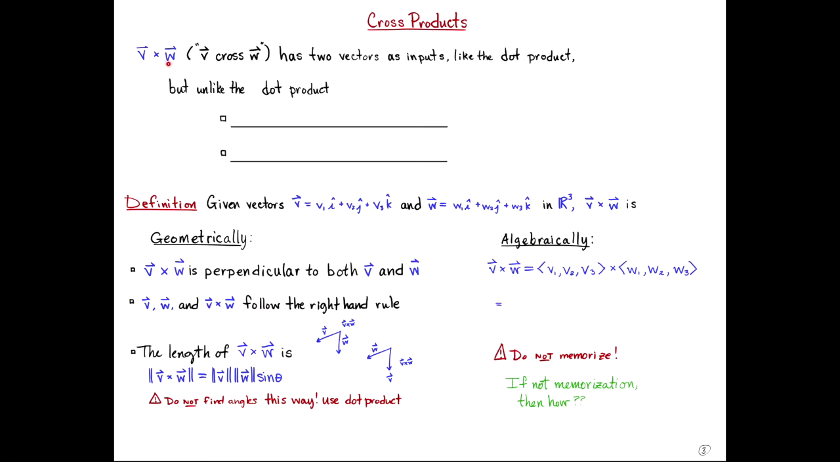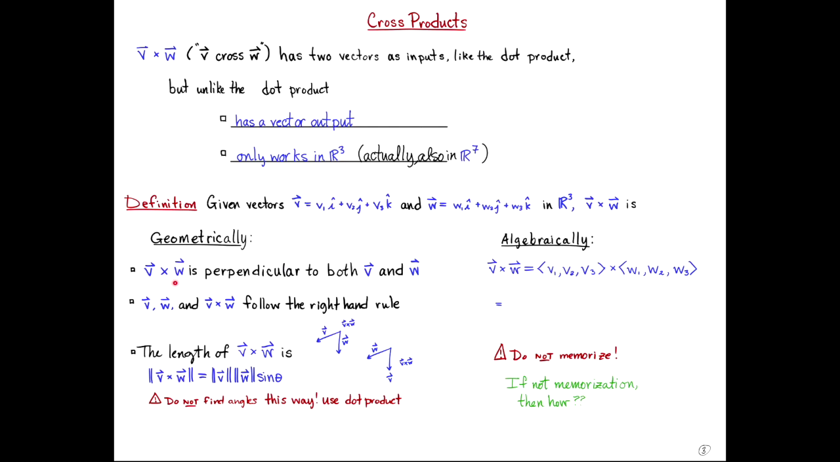V cross W, notated by an x in between the two vectors, takes two vectors as inputs, just like the dot product does, but unlike the dot product, which returns a scalar, the cross product gives us back a vector. The cross product also only works when we're in R3. Well, that's not completely true. The cross product will also work in R7. Let's look at the cross product both geometrically and algebraically.